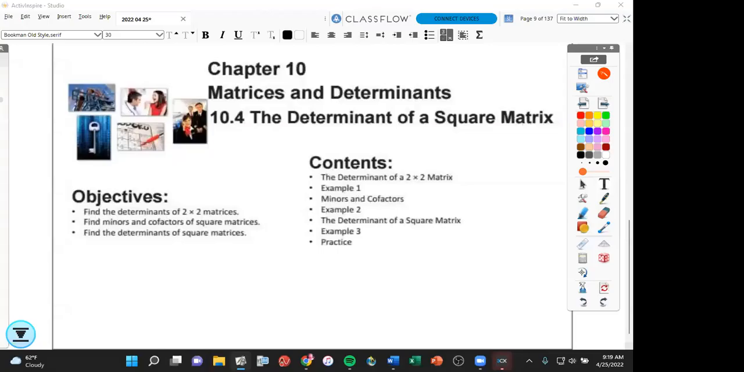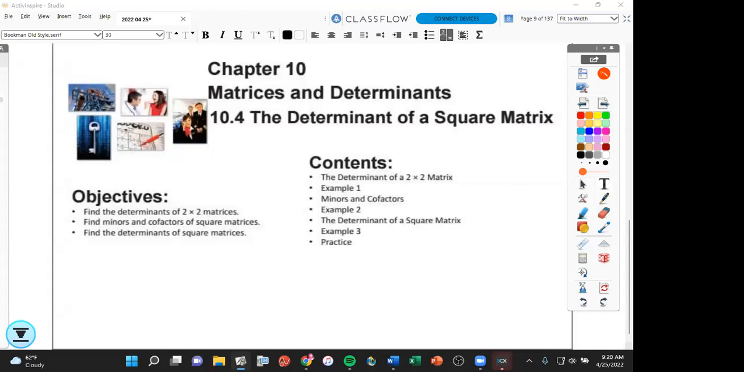10.4, we're talking about determinants of a square matrix, which means if the matrix is not square, does it have a determinant? No. The only matrices that have determinants are square matrices. We're going to do 2 by 2 matrices. We're going to talk about minors and cofactors. And there's something in here called expansion by cofactors.